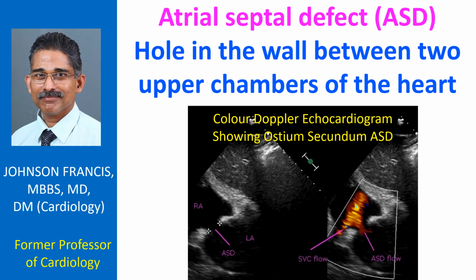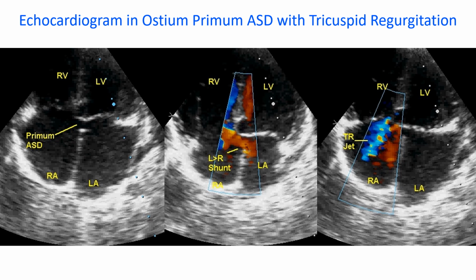If it occurs at the lower end, it is called Ostium primum ASD. Ostium primum ASD is often associated with the cleft of the mitral valve and leakage of the mitral valve, mitral regurgitation. Sometimes there can be tricuspid regurgitation as well.